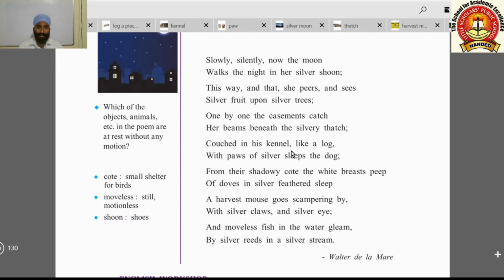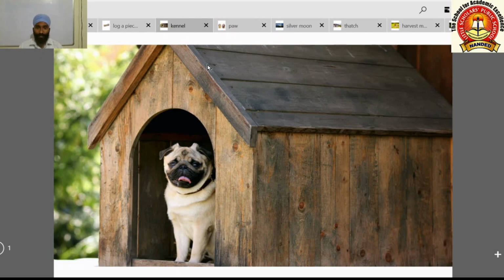Couched in his kennel like a log. Now you see, couched in his kennel. Kennel means what? This small house of dogs is called a kennel.